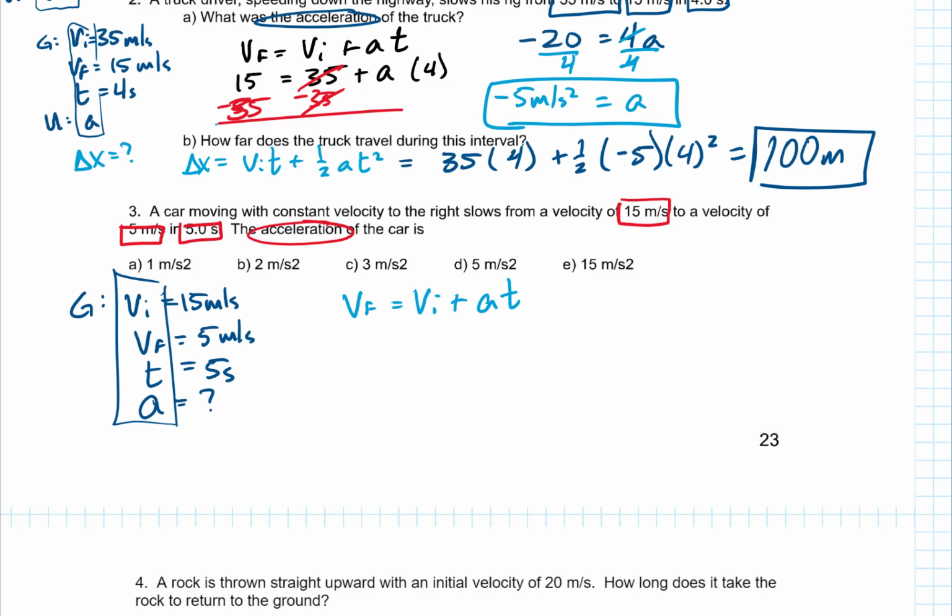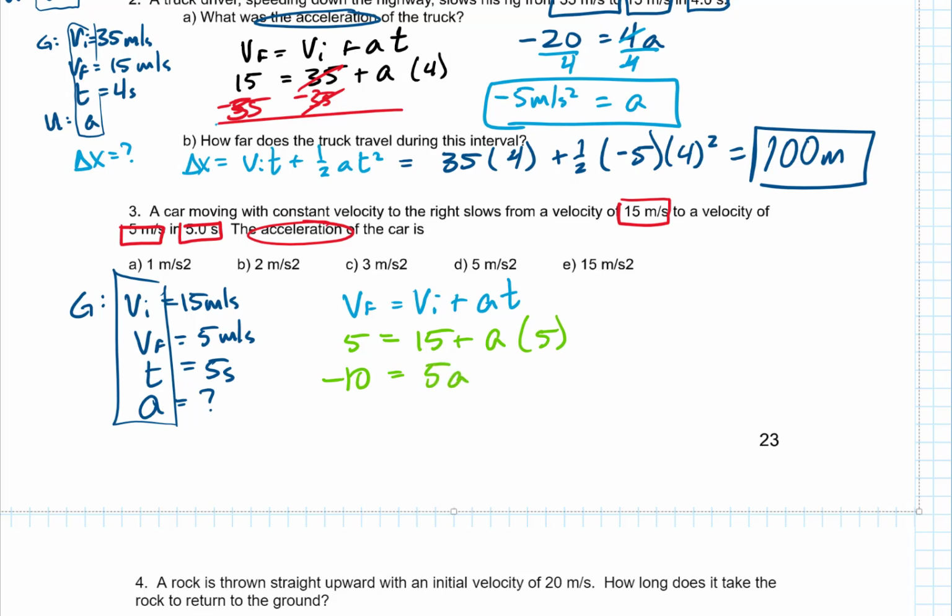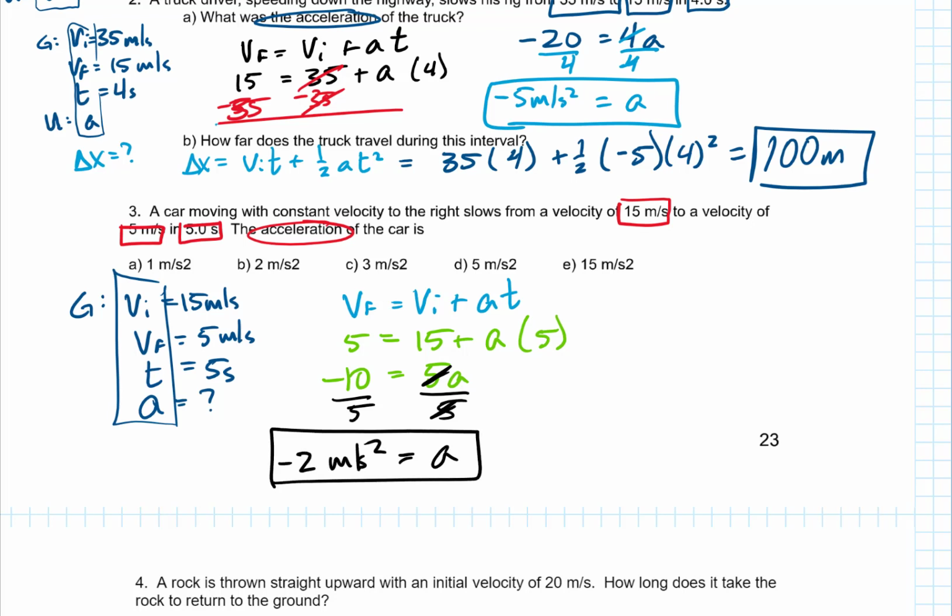Plugging in our numbers, we get 5 is equal to 15 plus acceleration, which we don't know, times the time of 5. So that gives me -10 is equal to 5a. We're going to divide both sides by 5. Those go away, and so our acceleration comes out to be -2 meters per second squared. It's going to be important for you all to do units on your test. All right.